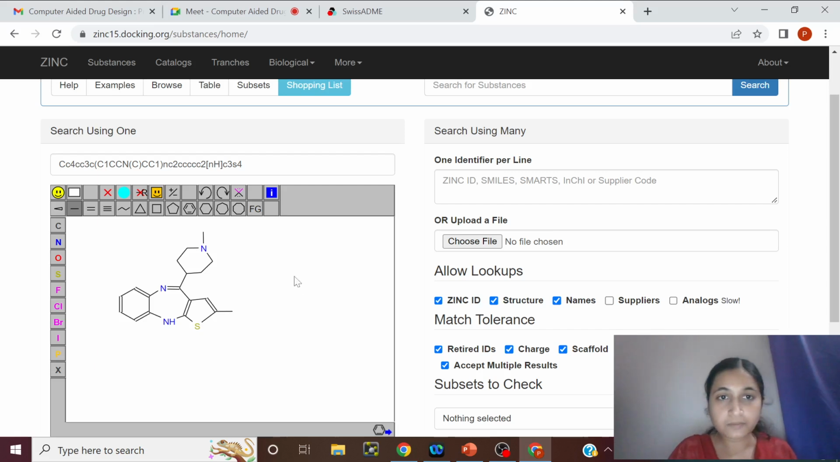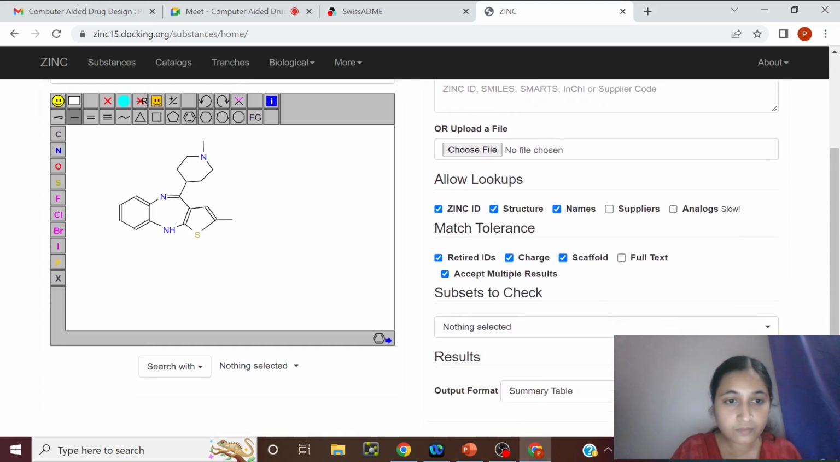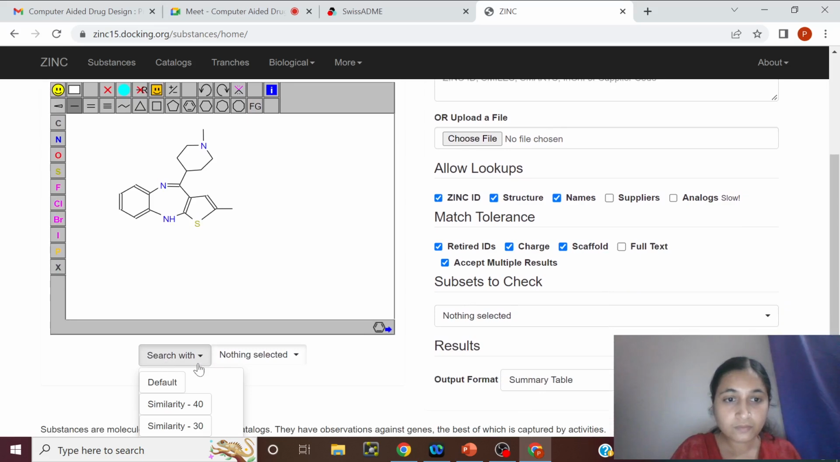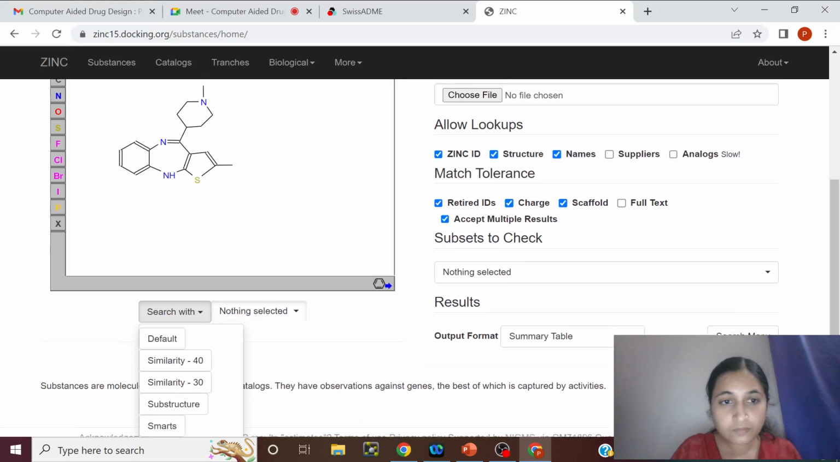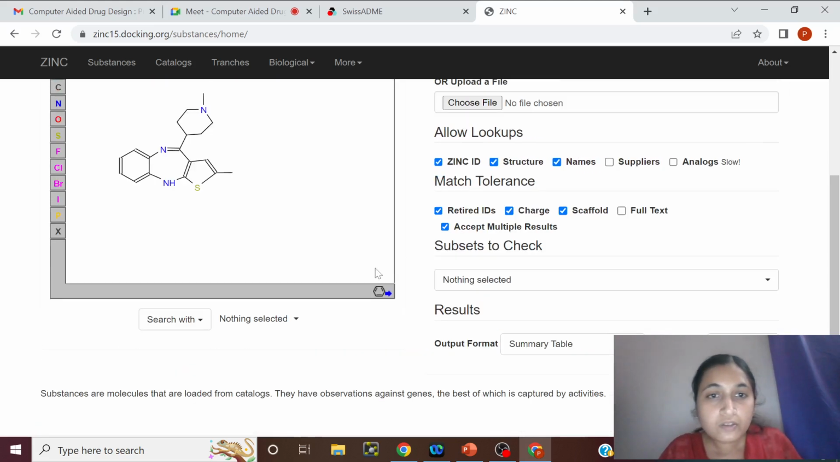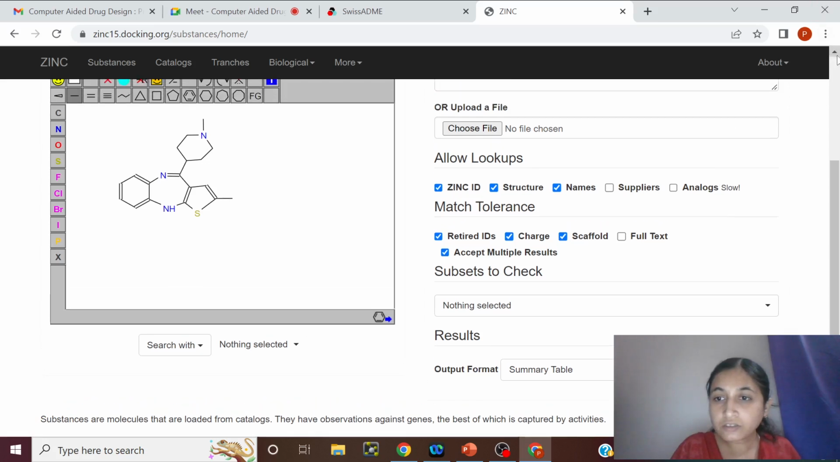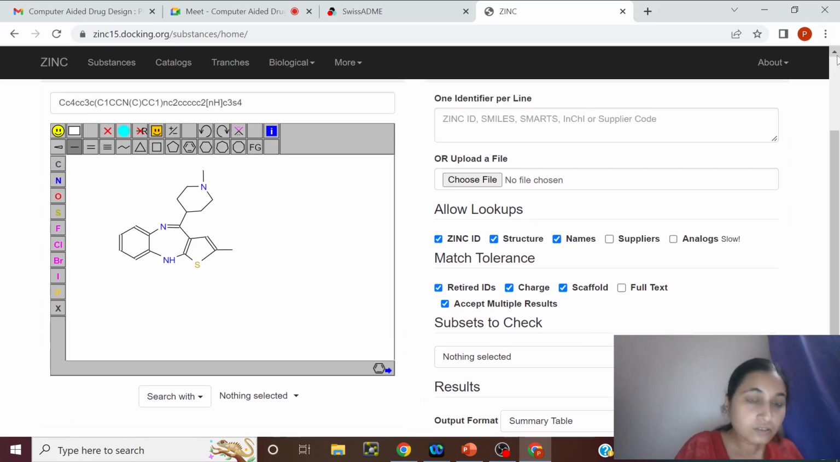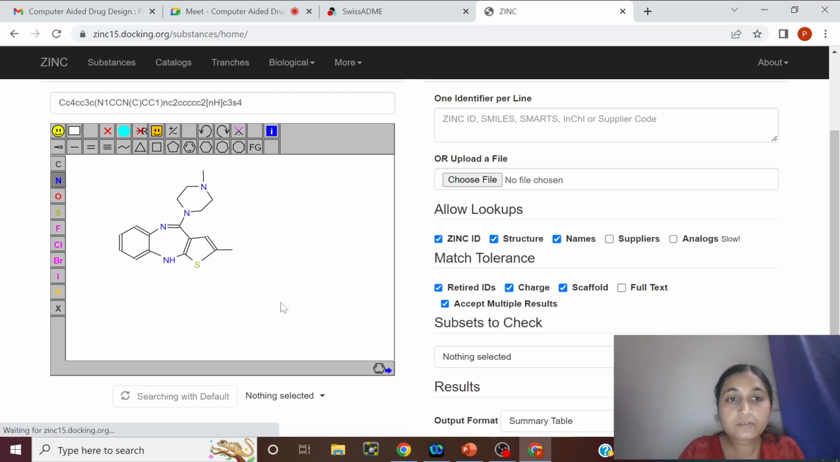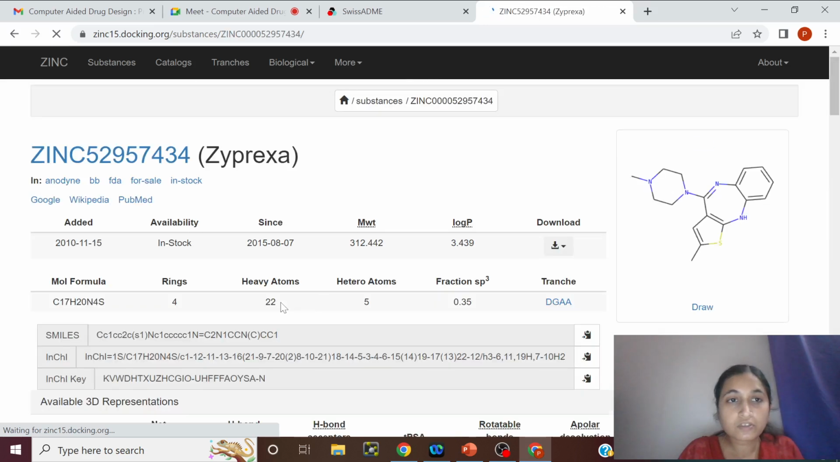Right, so this is the structure. What happened? This is the structure only, no? Okay, yeah. Here, no? Okay. This is the structure, right?